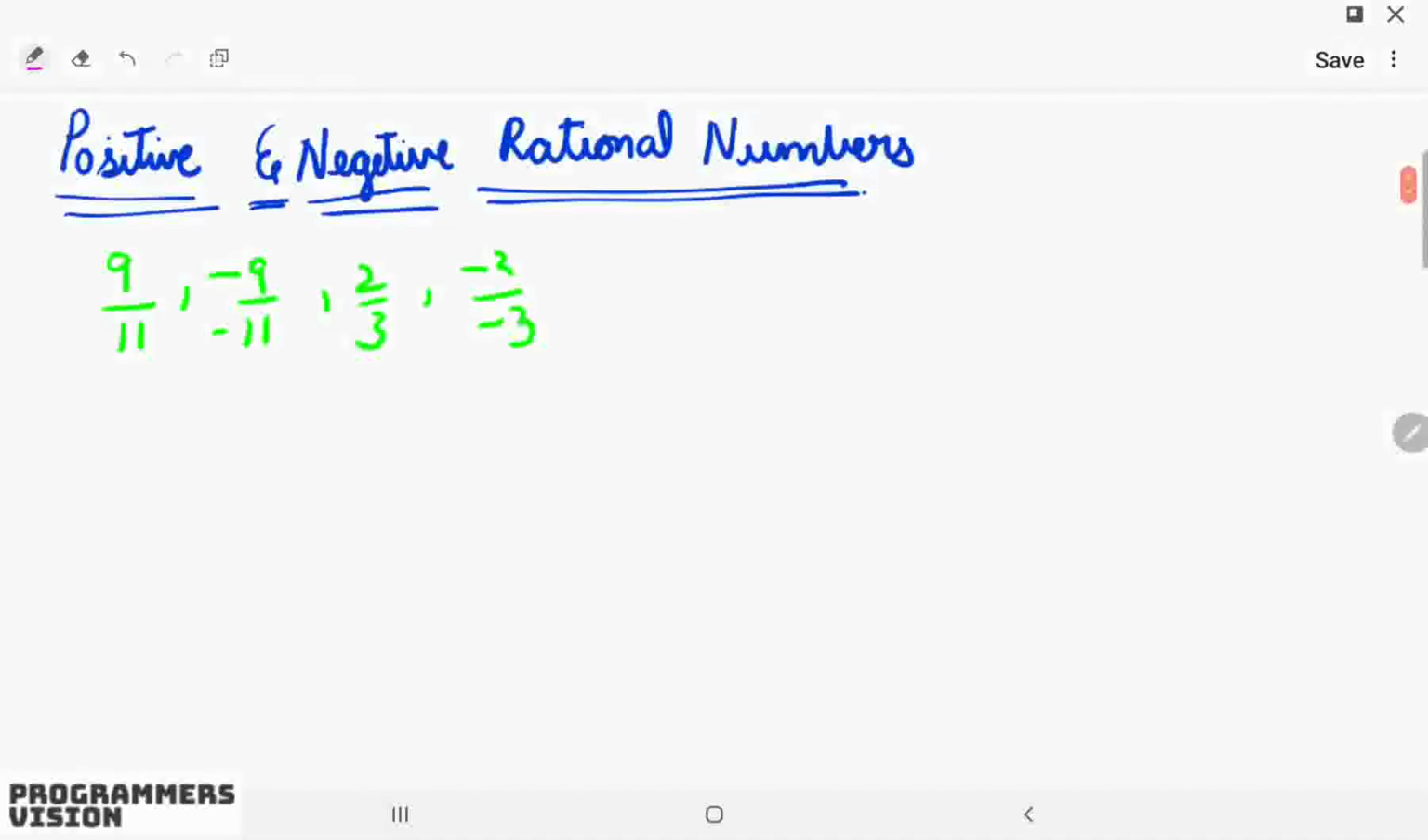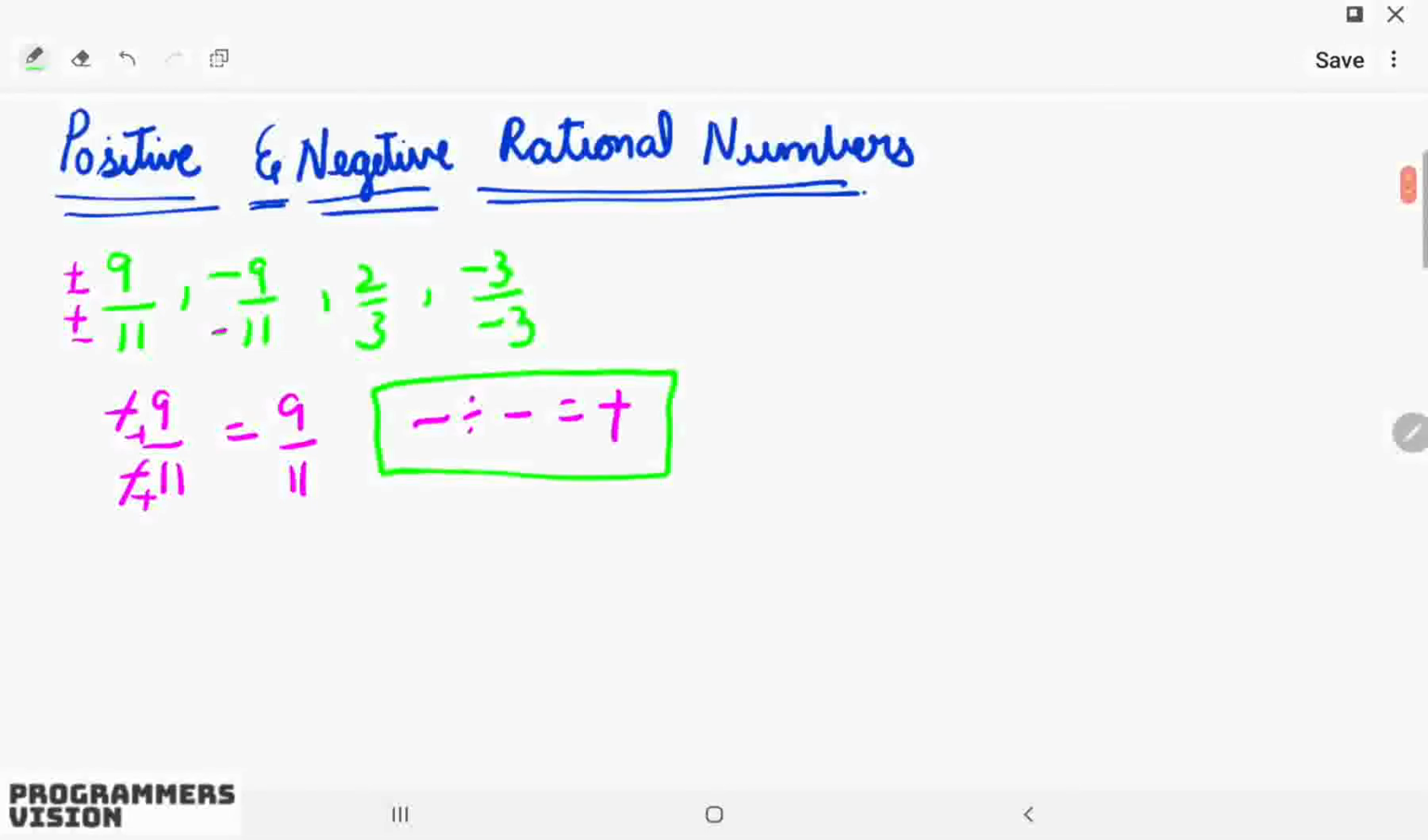Now here in the case of 9 by 11, we can say it's positive because if there is no sign before a number, it is understood that there is a plus sign. So 9 by 11 is positive. Now in the case of minus 9 by minus 11, as we have studied before, minus and minus get cancelled, so we have plus and plus over here, and 9 by 11 is our final answer, because minus divided by minus is equal to plus. Now the same thing applies to all the numbers. So a rational number is said to be positive if the signs in the numerator and denominator are the same.